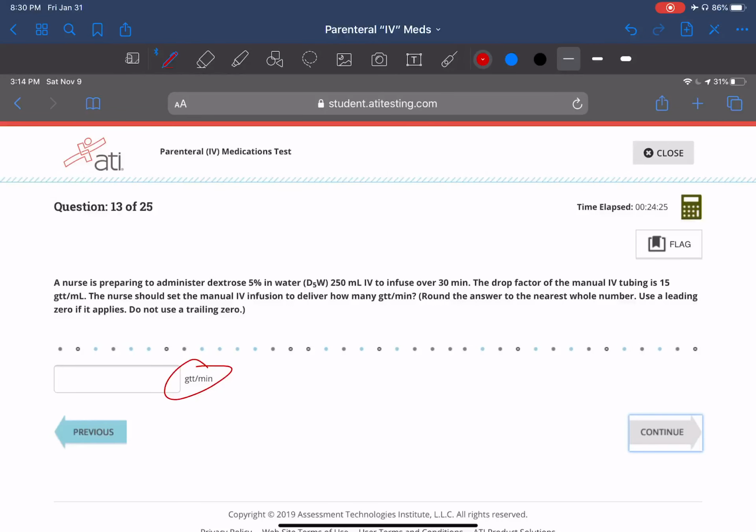So GTT per minute. Go ahead and read through this. Pause it. All right. So let's find the GTT in the problem, which is 15 GTT per ml. So let's write that out. 15 GTT per 1 ml, which they give you right here in the problem.